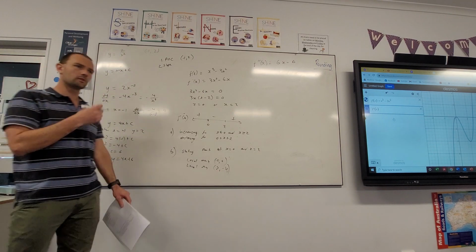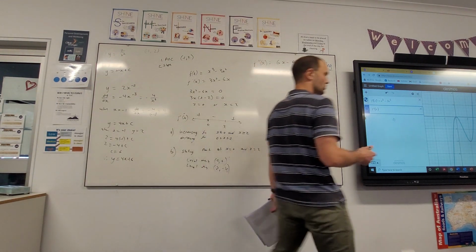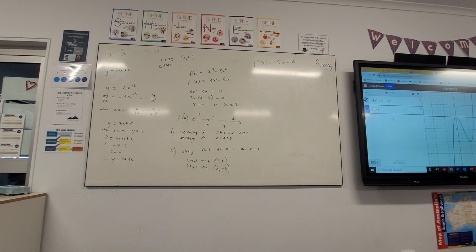Okay, if we want to draw the sign diagram of this one, let's just do it straight from our calculator this time. Let's just draw the f''(x) function. All right, and we can see what's its root. G-solve the root. Its root is 1.